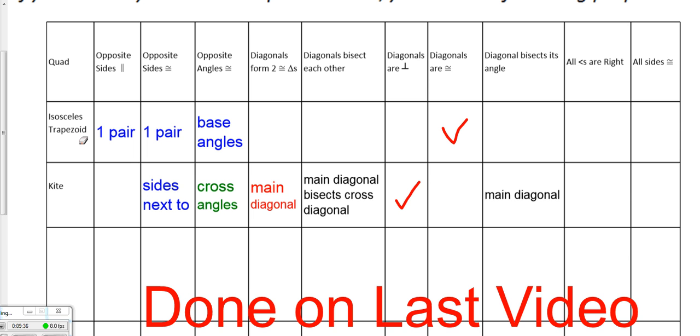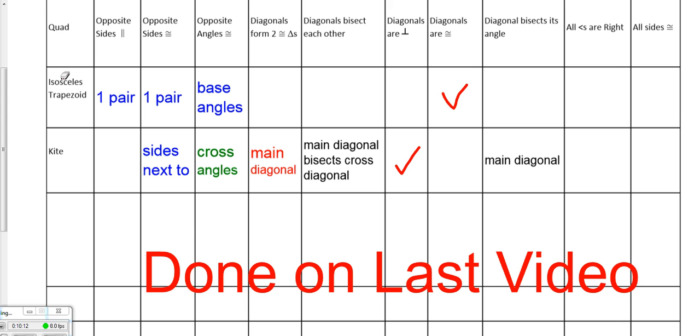For isosceles trapezoid, there's only one pair of opposite parallel sides, just like any other trapezoid. There's only one pair of opposite congruent sides. The parallel sides are not congruent. It's just the other ones that are not parallel. The opposite angles being congruent, well, it's not actually the opposite angles, it's the base angles. Other than that, the only other thing we know for sure is that the diagonals are congruent. Okay, that's everything that we can figure out, everything that we know about a trapezoid.